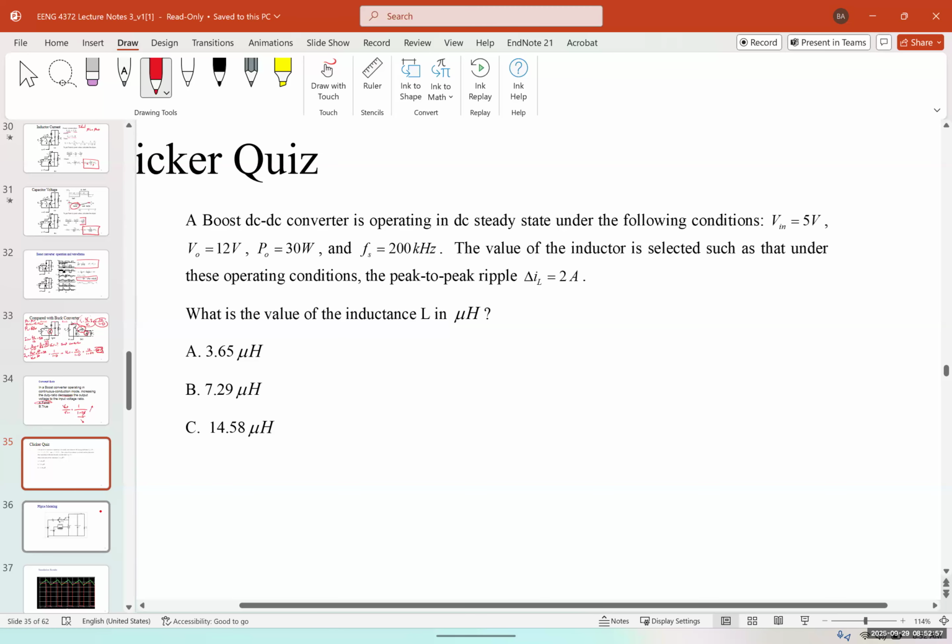So a boost DC-DC converter is operating in a DC steady state under the following conditions. Vin is 5 volts, Vout is 12 volts, Pout is 30 watts, and the frequency is 200 kilohertz. The value of the inductor is selected such that under these operating conditions, the peak-to-peak ripple, delta IL, is 2 amps. What is the value of the inductance L in microhenry?